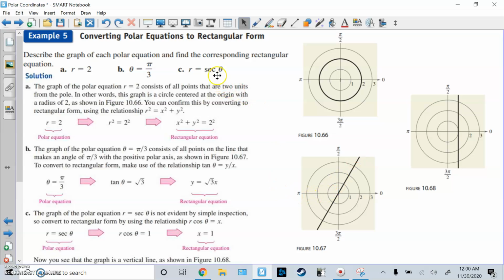Then last one, r equals secant theta. This one, if you graph it, you notice this is an up and down line. And we're going to convert it using this idea of r cosine theta equals x. So we start with r equals secant theta. Then you're going to multiply both sides by cosine theta. So r times cosine theta is r cos theta. Then secant theta times cosine theta cancels to 1. And then this left side, we know r cos theta is just x. So x equals 1, that's our graph. X equals 1 is the vertical line, undefined slope.